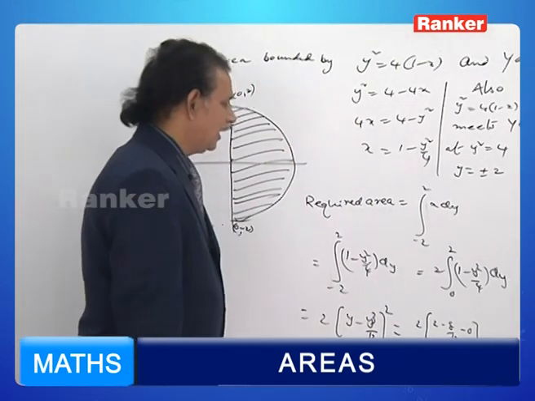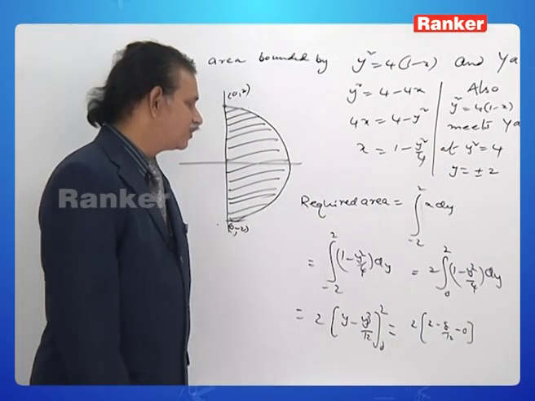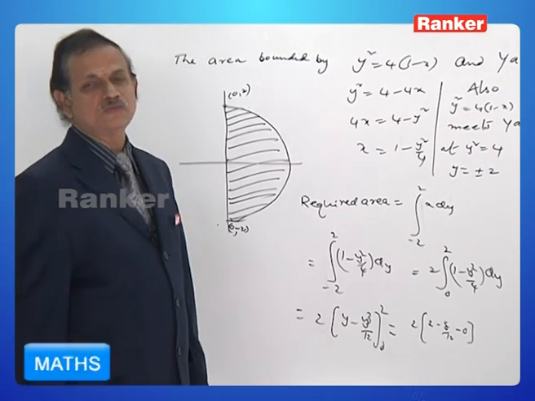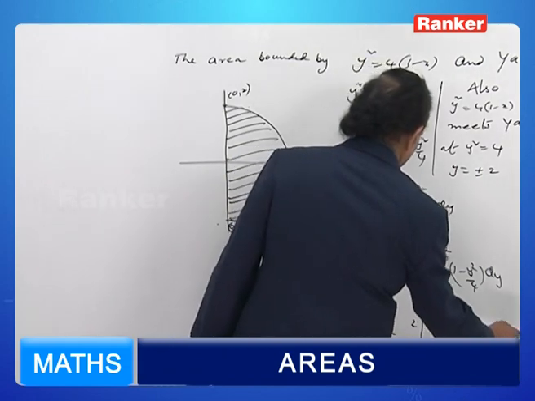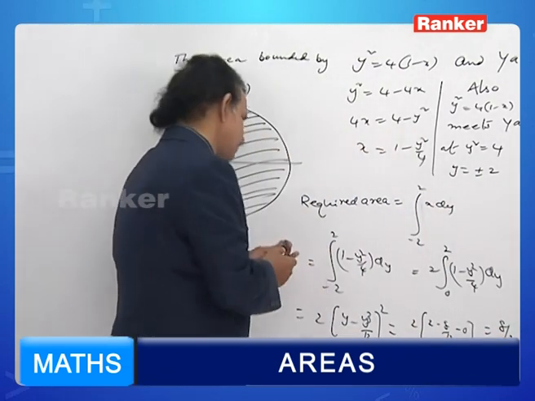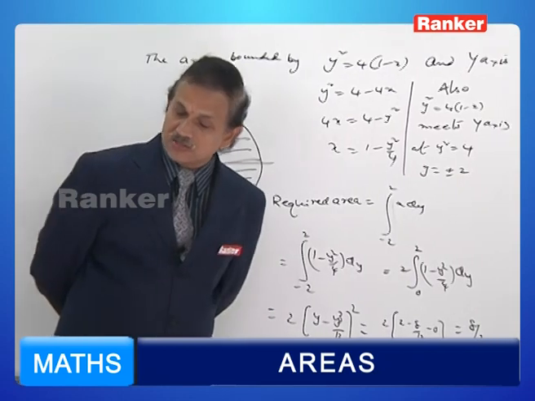What is 8 by 12? It is 2 by 3, 2 fours, 3 fours, 2 by 3. 2 minus 2 by 3 is 4 by 3. 4 into 2, 8 by 3. So, the ultimate answer is of course 8 by 3 in square units.